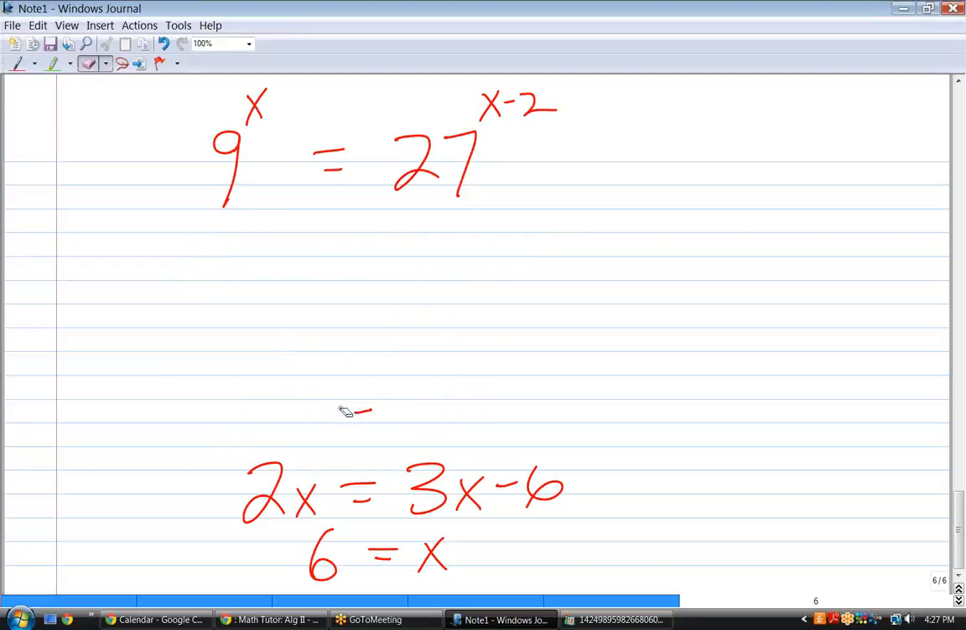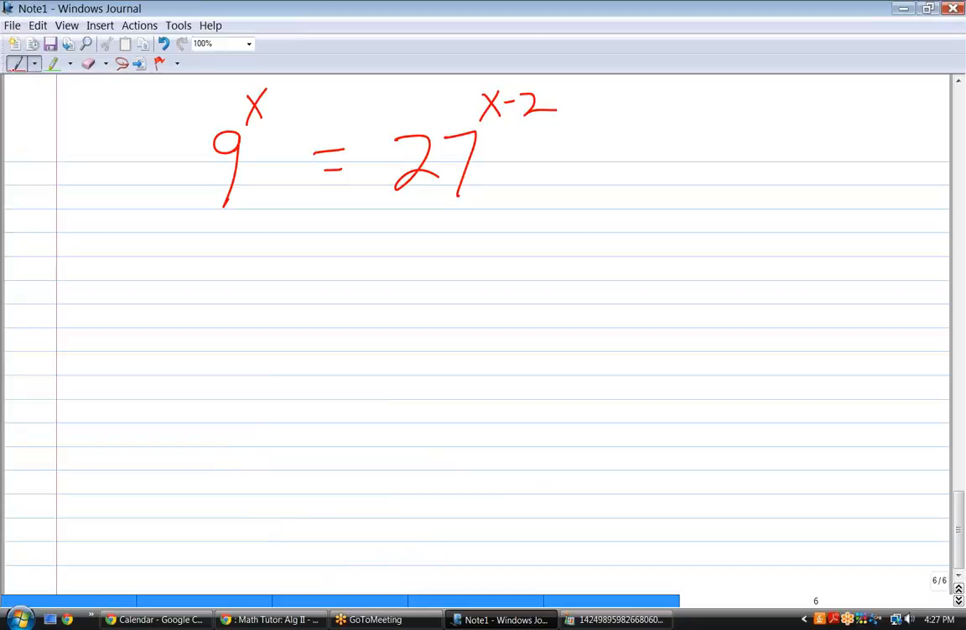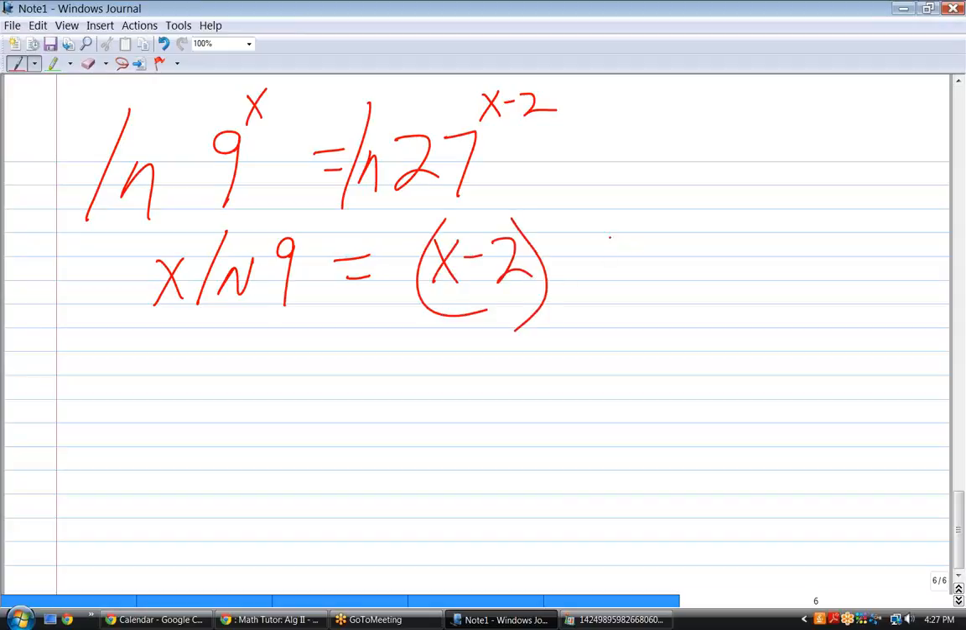Could we use logs to solve it? Certainly. What would you do? Would you take the natural log of both sides? I would, yeah. Like I said, I've become quite partial to using natural log. Now what's the next line? So it'd be x natural log 9 equals x minus 2 natural log 27, in parentheses. Okay. Now what do we do?